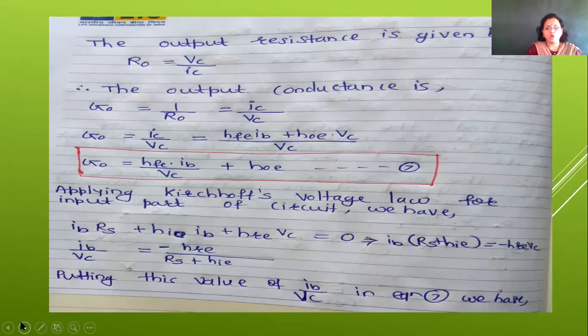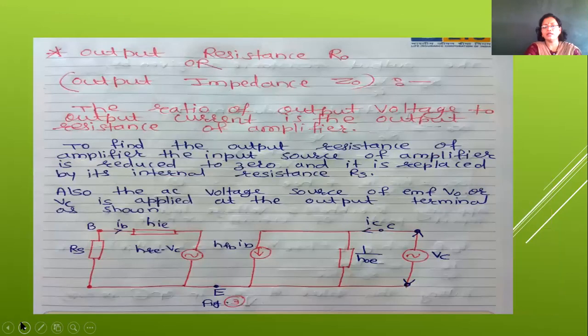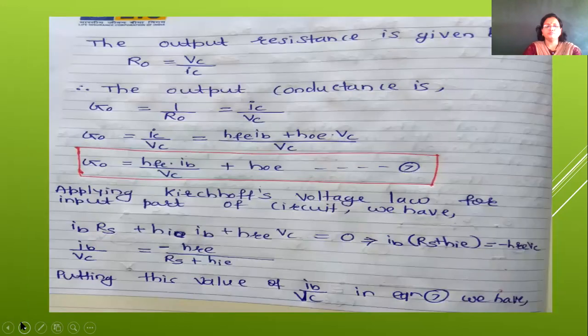Applying Kirchhoff's voltage law for the input part of the circuit, we have IB RS plus HIE into IB plus HRE into VC is equal to 0. Solving this, taking IB common, IB into bracket RS plus HIE is equal to minus HRE into VC. So IB upon VC is equal to minus HRE upon RS plus HIE. All these values are taken from the diagram.